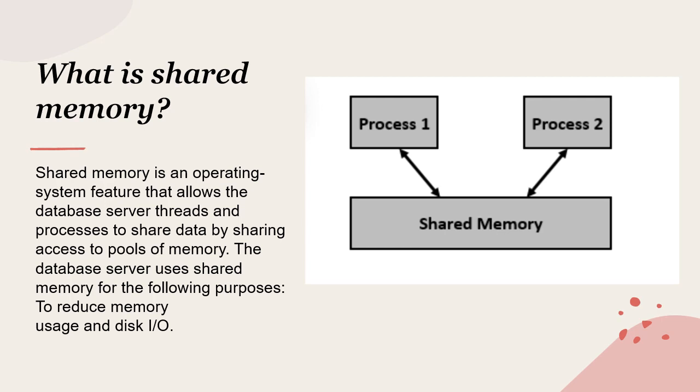And today our topic is all about shared memory. So coming to our topic, the first slide is all about what is shared memory. Coming to the definition, shared memory is an operating system feature that allows the database server threads and processes to share data by sharing access to pools of memory. The database server also uses shared memory to reduce memory usage and disk IO. And here we have a pictorial representation of process 1, process 2 and the shared memory.